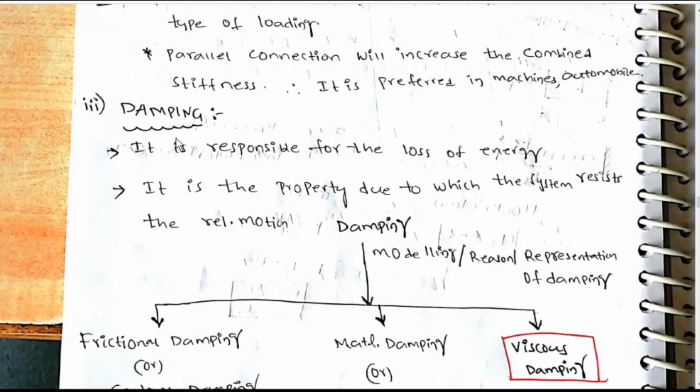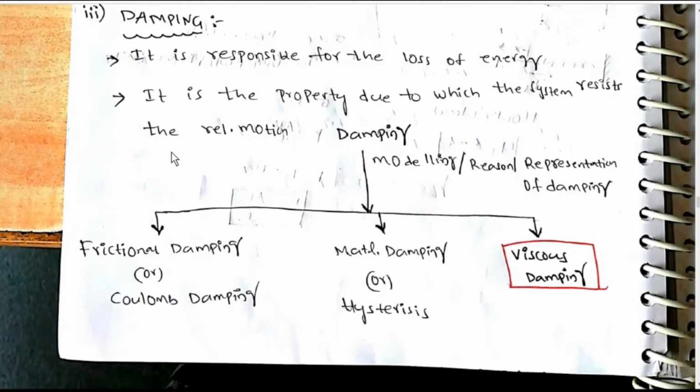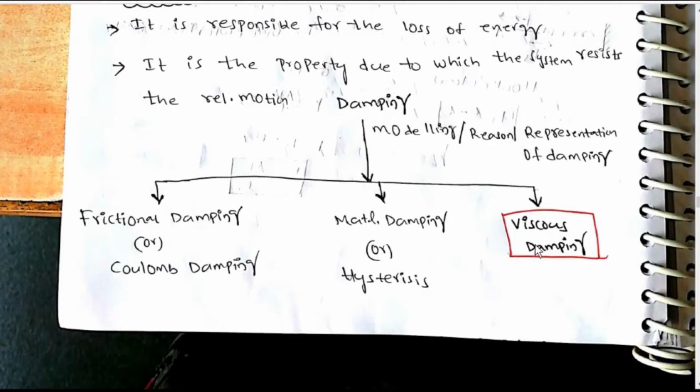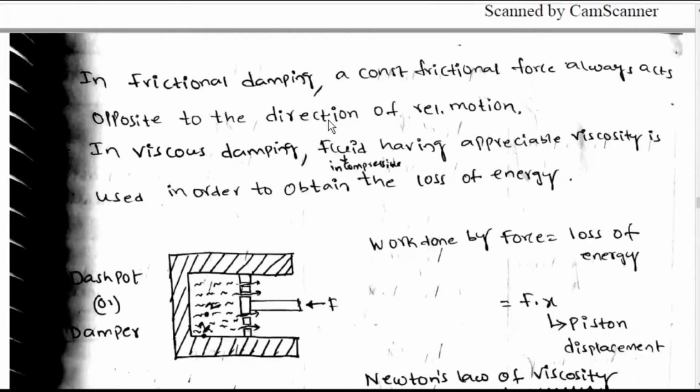Damping is responsible for the loss of energy. It is the property due to which a system resists relative motion. Damping models: frictional damping or Coulomb damping, material damping or hysteresis, and viscous damping. We will discuss viscous damping more here.